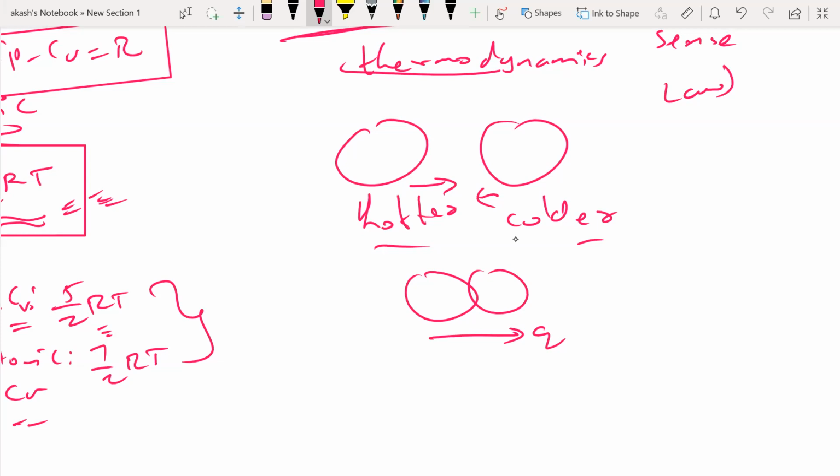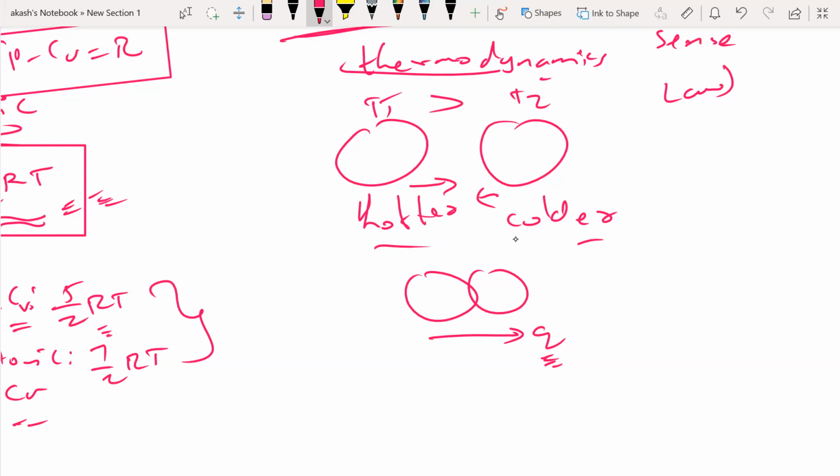Now the question is, until what time or until what period will this heat flow happen? Is it going to happen continuously throughout an infinite amount of time? Obviously not. There is going to be a time period where there is no heat flow. So this is where temperature comes into the picture. If I say this is temperature T1 and this is temperature T2, obviously T1 is greater than T2 because it's a hotter body.